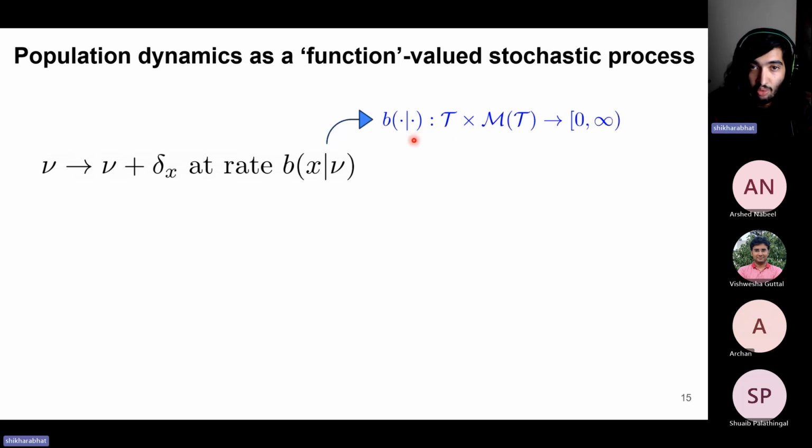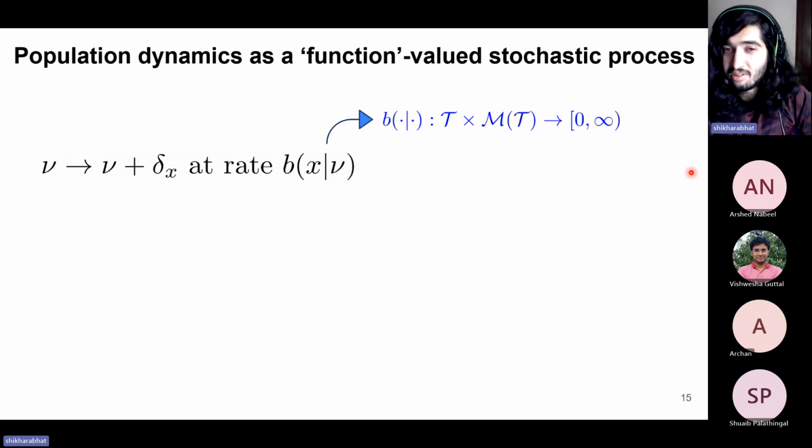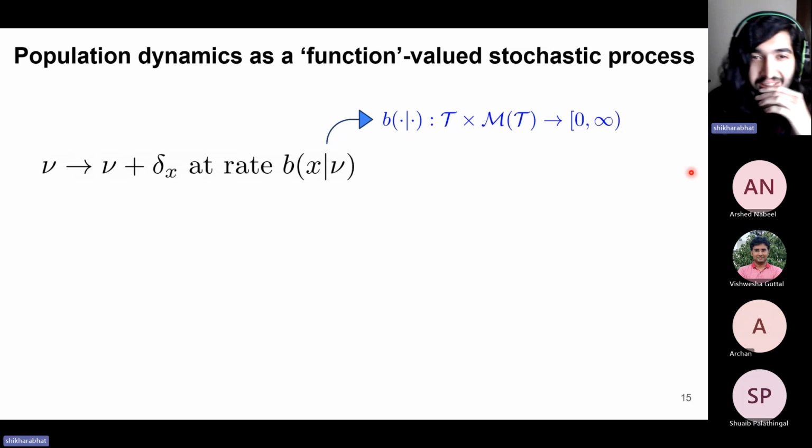Notice that one of the arguments of b is a function. Such functions that take in functions as inputs are sometimes called functionals. They're sometimes also called operators. So I might use these words, but it's just a function.